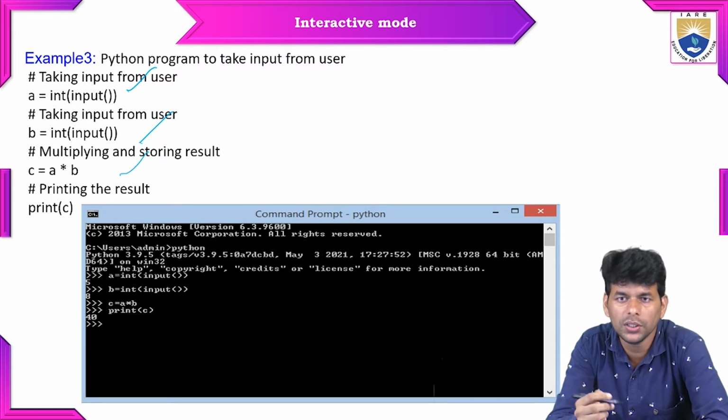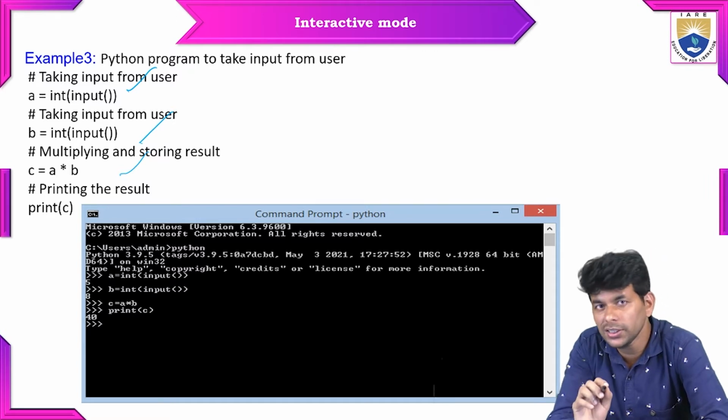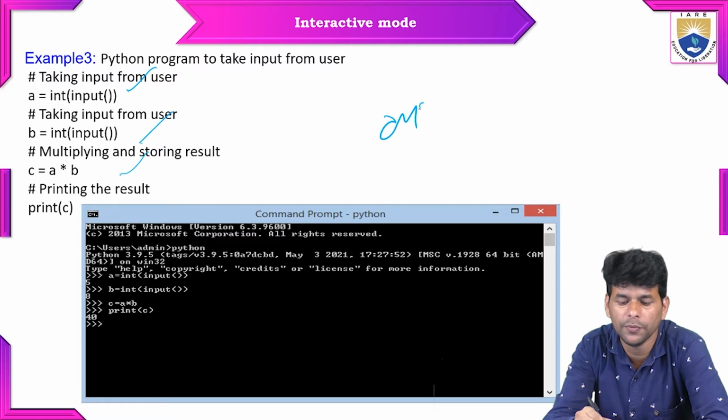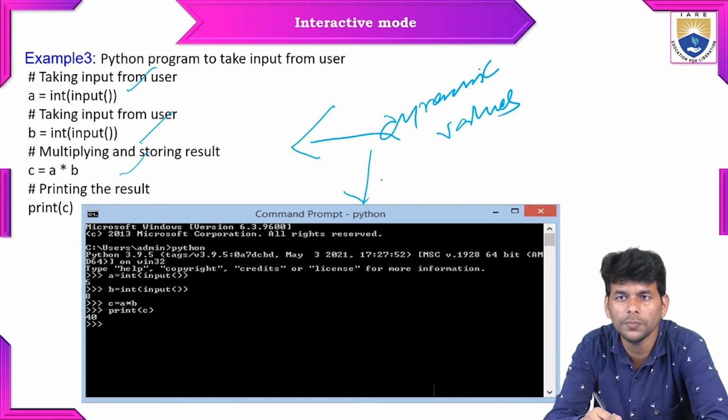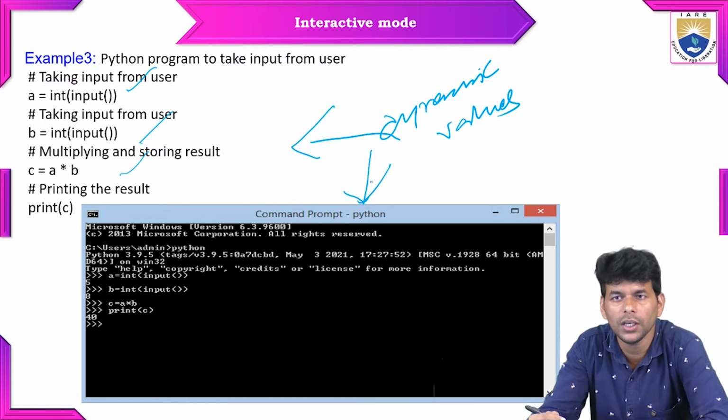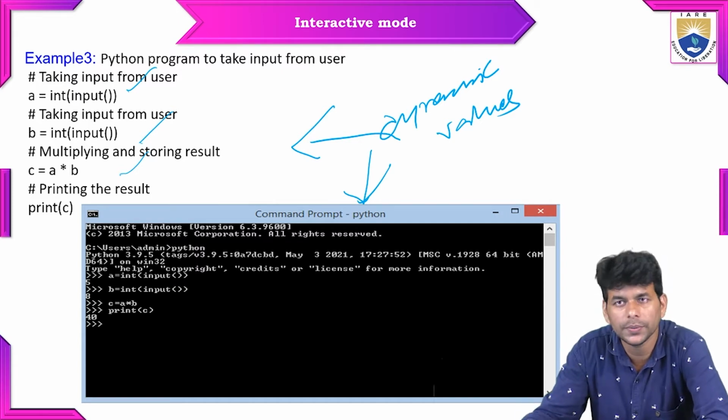In the first case we give just static values, which never change, but in this case we can give dynamic values. Dynamic values means we can give any value for this particular program, which comes under the command prompt. So like this, one type of method, called interactive mode, is used for writing and executing code. Is that clear?